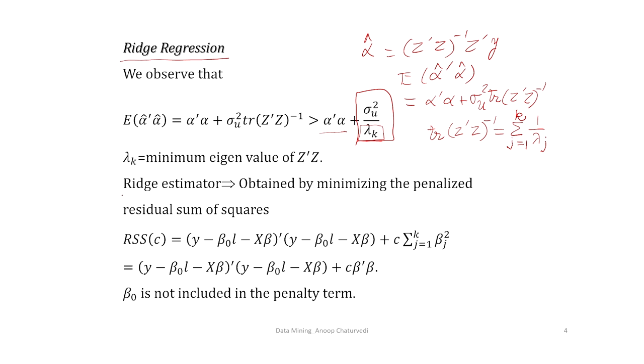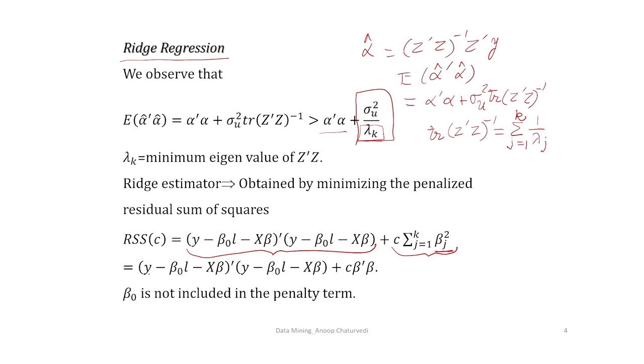multicollinearity. Then we obtain the ridge estimator by minimizing the penalized residual sum of squares. We take RSS_c equal to (y minus beta naught L minus x beta) transpose (y minus beta naught L minus x beta) plus c times summation j equal to 1 to k beta j square. Notice that for obtaining the OLS estimator, we minimize this part, the residual sum of squares. Here we have added this part also. So, this part is the penalty part. This gives penalty to the magnitude of beta j's. If beta j square is large, this term has more penalty.